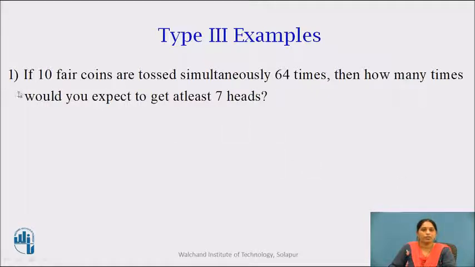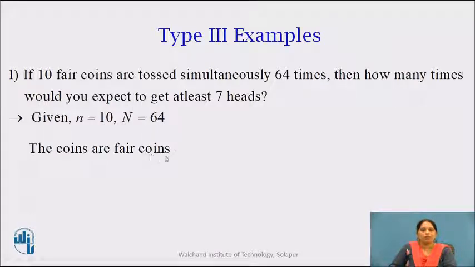First example is, if 10 fair coins are tossed simultaneously 64 times, then how many times would you expect to get at least 7 heads? Now to understand the example, first of all we will write the given things. Here 10 fair coins are tossed, therefore the value of small n is 10 and it is tossed 64 times. So capital N is equal to 64.